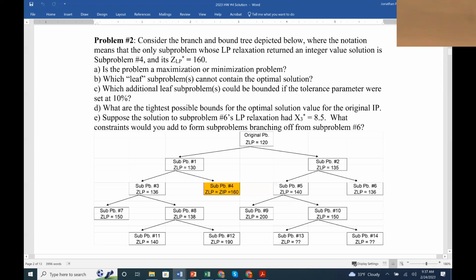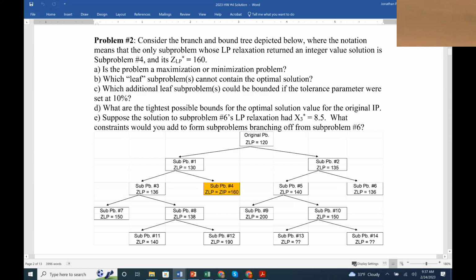That means that any leaf whose LP score is not better than 144, we can also forget about. So we don't need to worry about this one. Yes, if we went underneath here, we might beat the incumbent solution, but we couldn't possibly beat it by more than 10 points. 10 points is less than 10% of the Z.